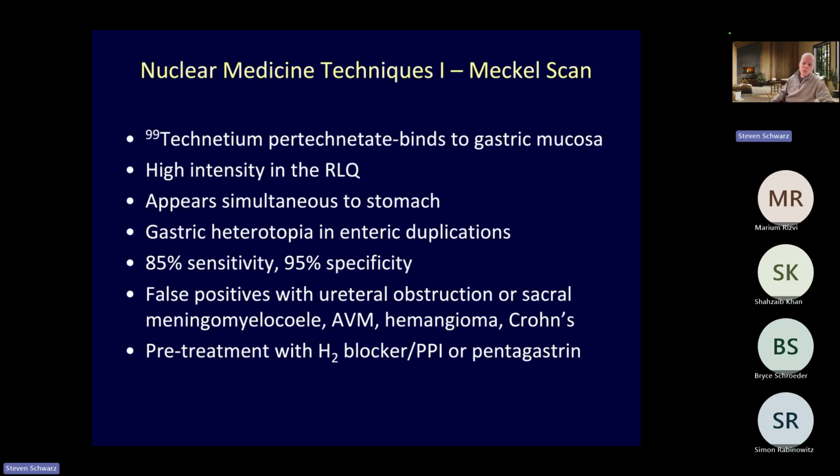What about nuclear medicine techniques? We all know about the Meckel scan. That's the technetium-99 pertechnetate, which binds to gastric mucosa, with high intensity in the right lower quadrant, appearing simultaneously with the stomach. It could also appear in gastric heterotopia and other duplications. It's 85% sensitive, 95% specific. There are conditions where you get a false positive. Do you need to pre-treat with an H2 blocker or PPI? Well, I'm not sure it's really needed, but it can enhance your study.